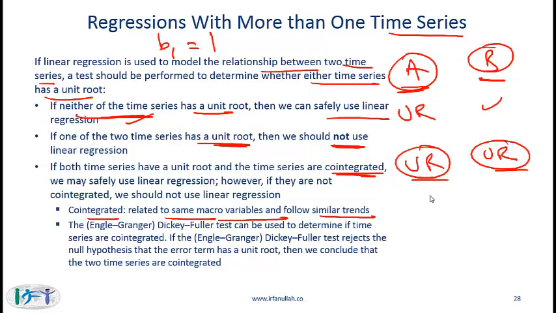So the next question becomes, how do we test whether the data is co-integrated or not? And here we do the Engle-Granger test, also called the Dickey-Fuller test, for co-integration. If we can reject the null hypothesis that the error term has a unit root, then we conclude that the two time series are co-integrated. So just remember, the core point to remember is that if they are co-integrated, then you can use linear regression, and you use the Dickey-Fuller test to determine whether they are co-integrated or not.